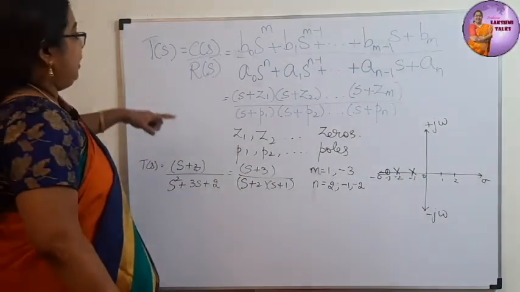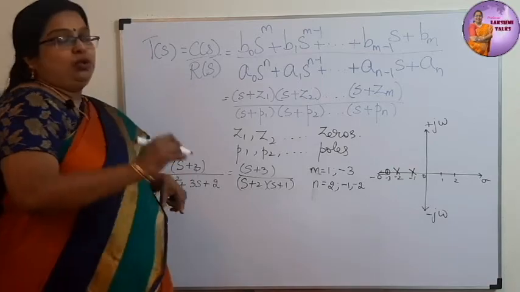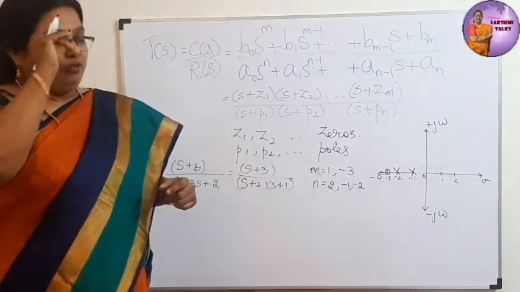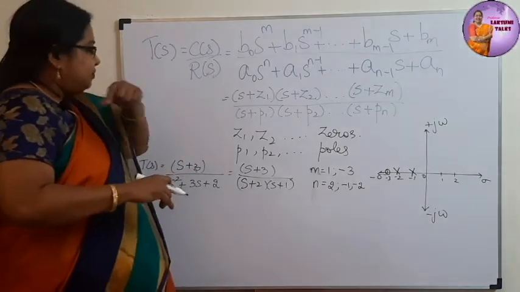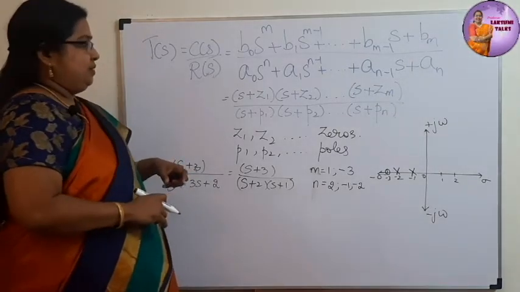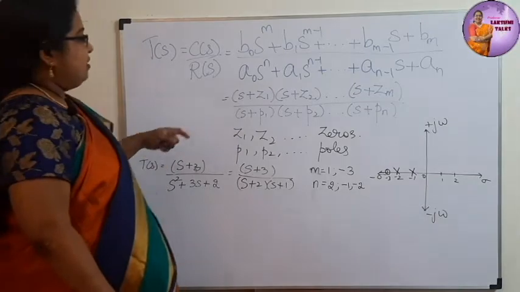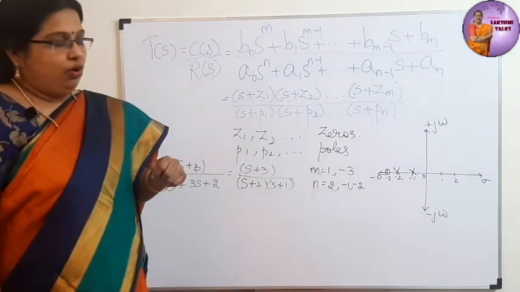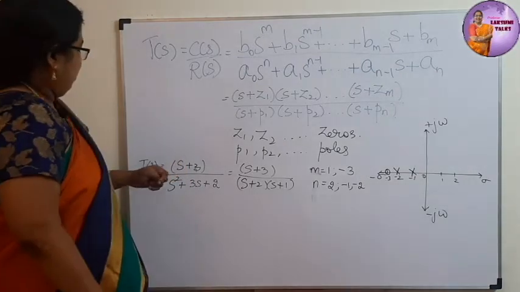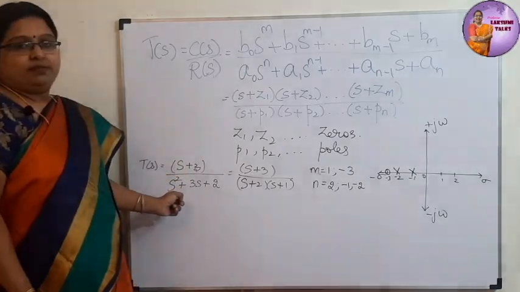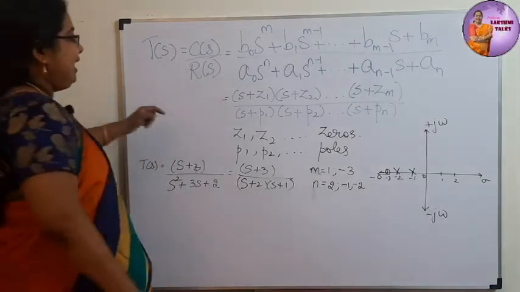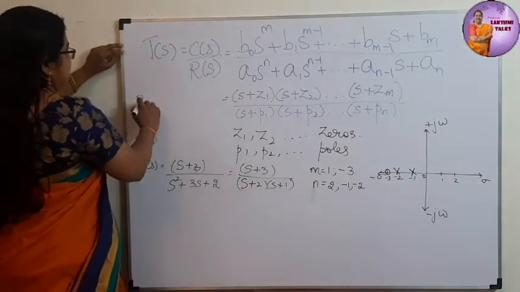Right? Okay. And as I told you already, we are going to discuss the order and degree of a system also. Right? What is the order of the system? Here the order of the system is nothing but n. N gives the order of the system. So, what is the order of this system? This system is a second order system. Okay. So, n gives the order of the system.